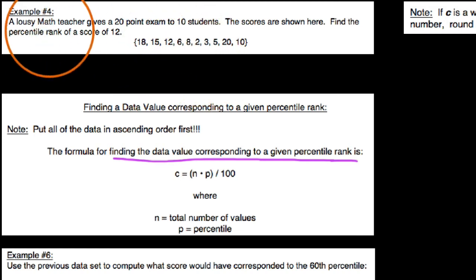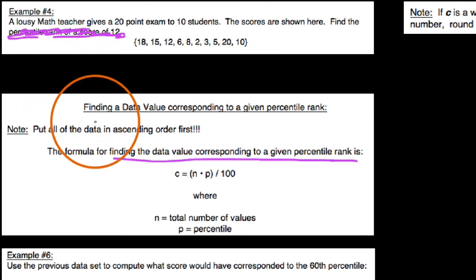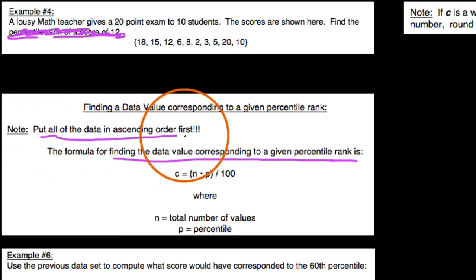So let's say, for instance, here I've got this example left over from my last video. A math teacher gives a 20-point exam to 10 students, and these are their scores right here. The first thing that I want to point out is this: when you want to rank data within a data set, the data set has to be put in ascending order first. So this is the first thing we're going to do with this data set.